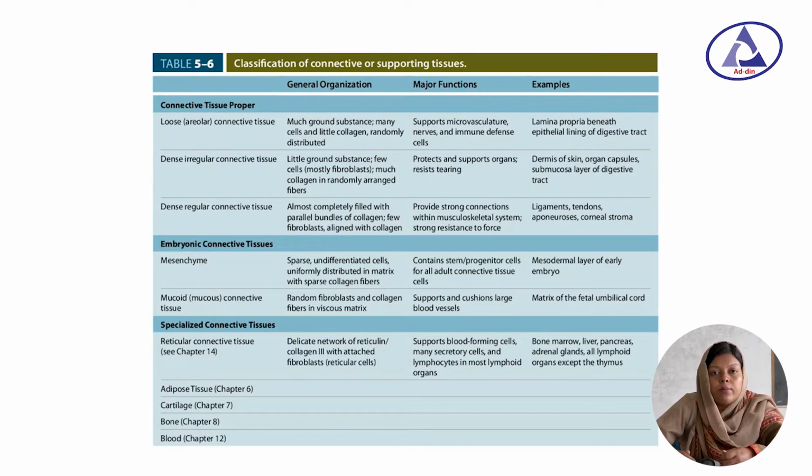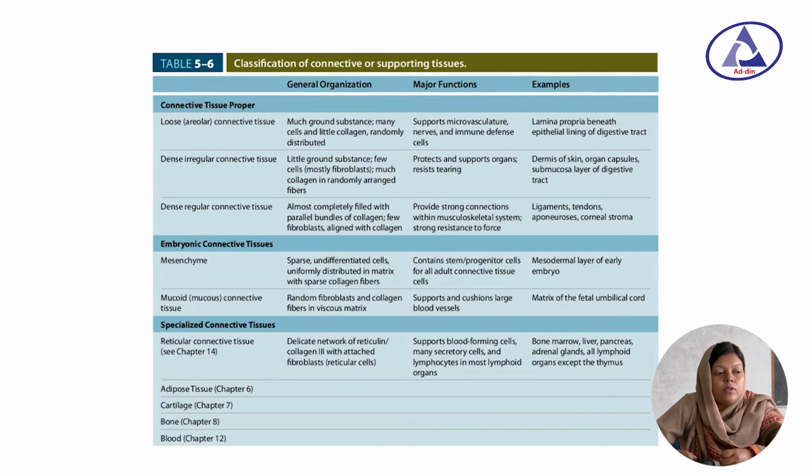So what are the examples? These are important because they lie in the skeleton: ligament, tendon, aponeurosis, and corneal stroma. So in connective tissue proper we studied 3 classifications: loose areolar tissue, dense irregular connective tissue, and dense regular connective tissue. Now come to the embryonic connective tissue.